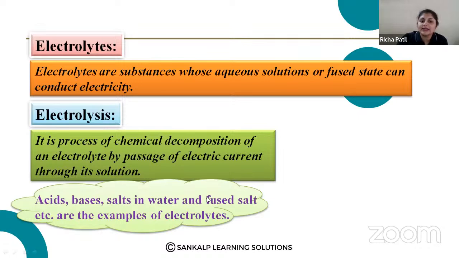Okay. So acids, bases, salts in water and fused salt, etc. are examples of electrolytes. So electrolytes are nothing but they consist of different ions.